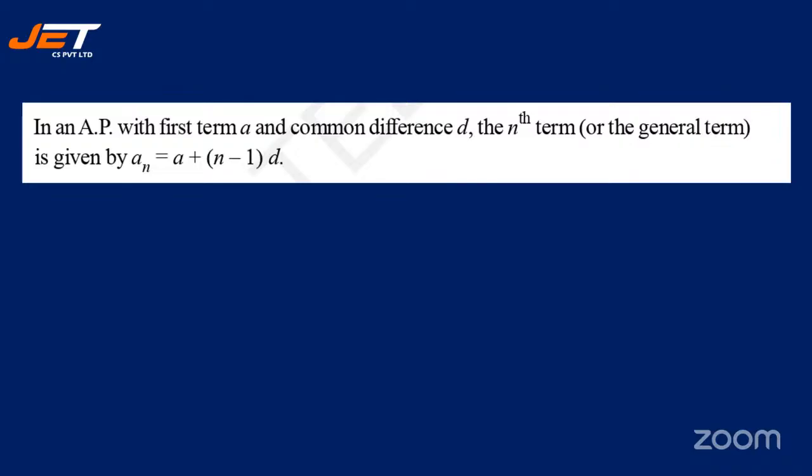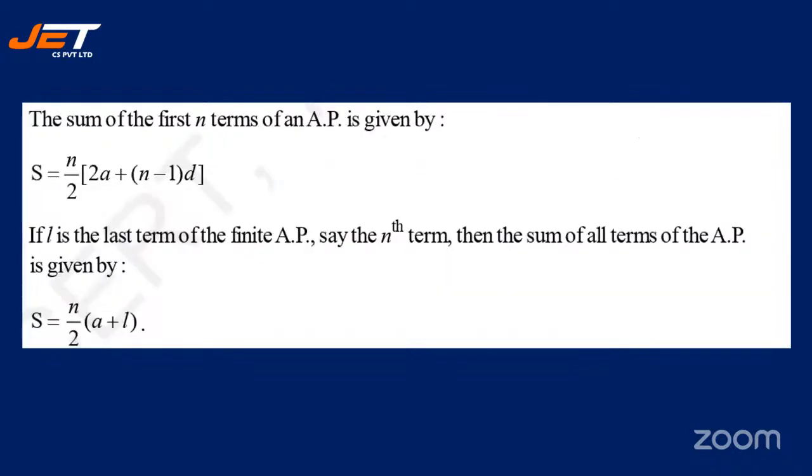This formula is very, very important. So how do we calculate the nth term in an AP? By using this formula, an equals a plus (n minus 1) into d. What is a? a is the first term. What is d? d is the common difference. n is the number of terms, which we need to find out. Now we saw the nth term formula. Next we are going to see the sum of the first n terms of an AP. Mainly we have only these two formulas, and other than that, it's all very basic.